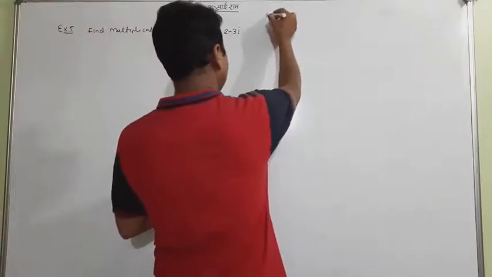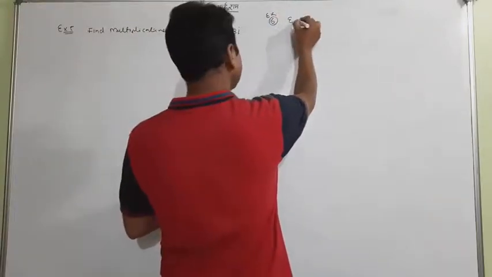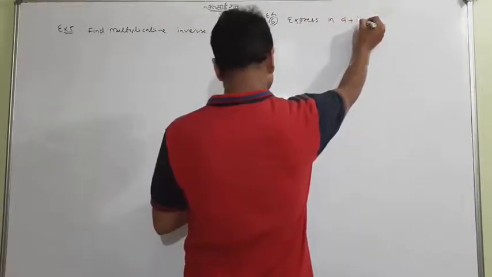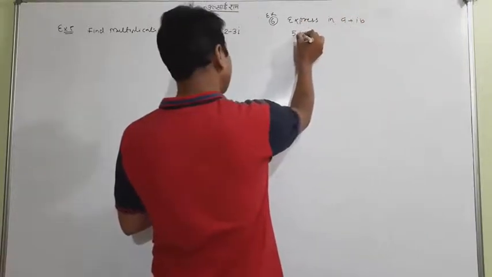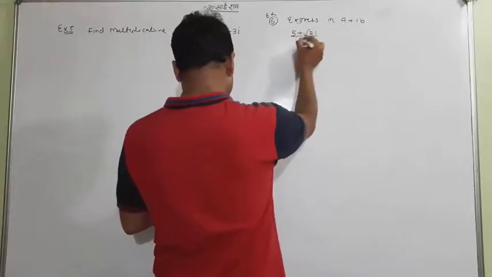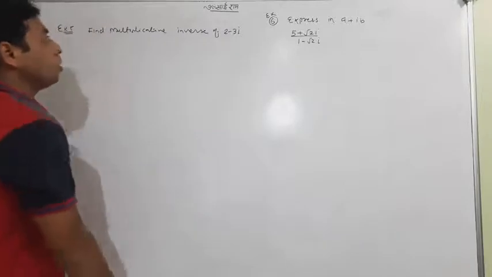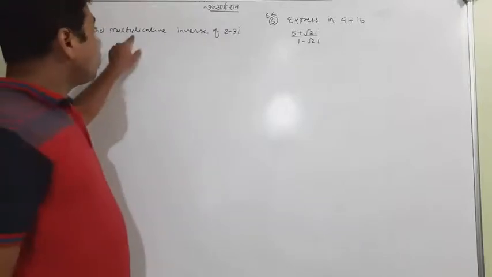Example 6 I also want to write. Express in a plus ib. It is also a very easy question: (5 plus root 2i) upon (1 minus root 2i). This is the question. So first I want to tell you about multiplicative inverse.